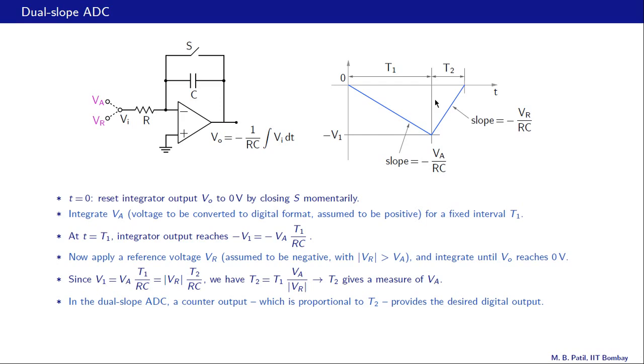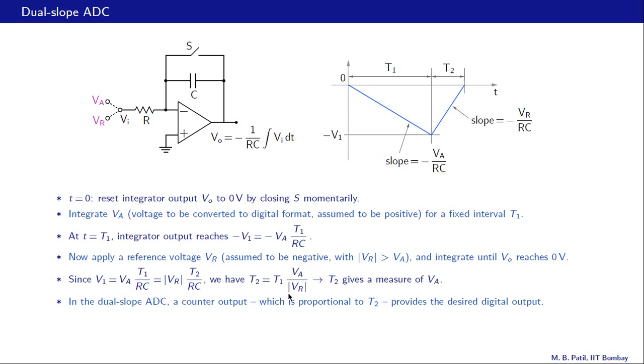And let us say that we have some means of measuring this time interval t2. Alright. Now from this figure we can conclude that VA times T1 by RC is the same as mod VR times T2 by RC. We have mod VR here because VR is a negative voltage. And from this equation we can say that T2 is T1 times VA by mod VR.